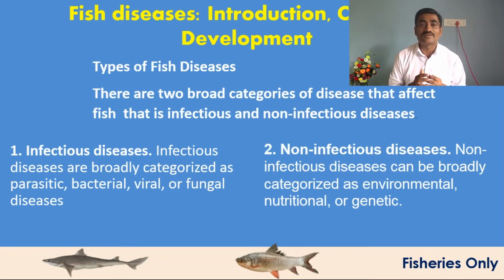That's why we have to take more care with infectious diseases, so that the infection does not spread all over the pond, or from one pond to another pond. So infectious diseases are the most harmful diseases, which cause really heavy losses in the farming system or the aquaculture system.